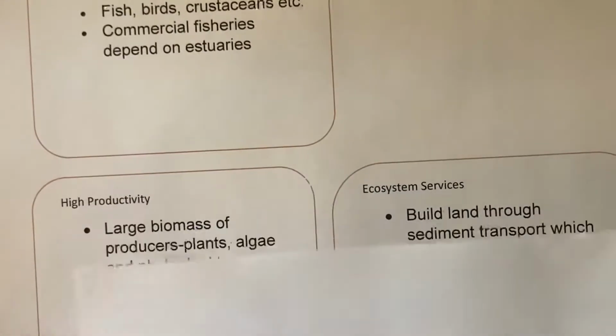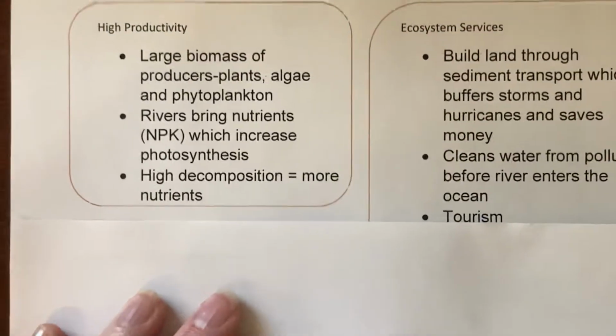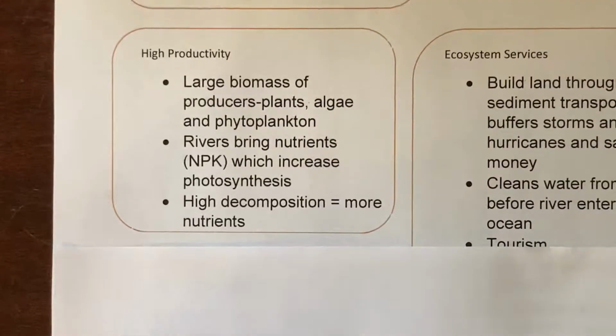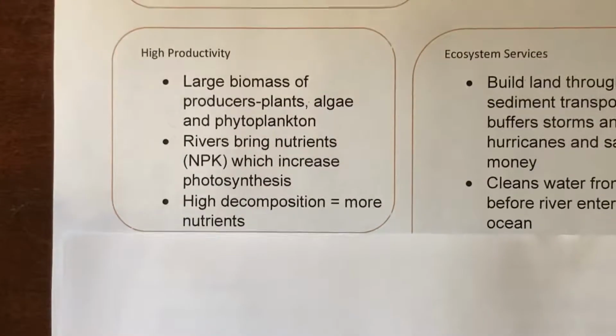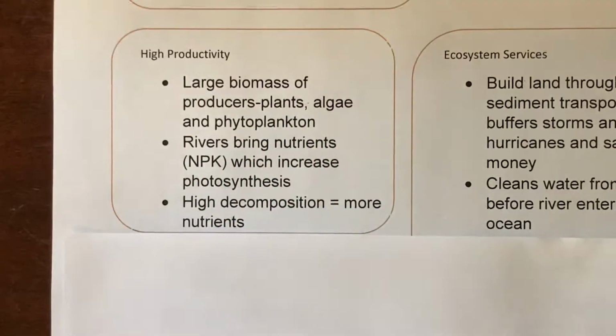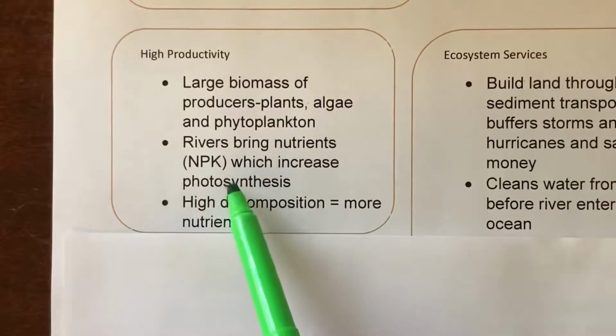All right, remember you can pause the video whenever you need to. Let's talk about productivity. Because there's a huge biomass of producers in here, there are huge amounts of photosynthesis happening. We have algae, phytoplankton, and plants. So we have all kinds of things in here. And then we have our rivers that are bringing nutrients for plants. So plants need nitrogen, phosphorus, and potassium, and they're flowing down the rivers.